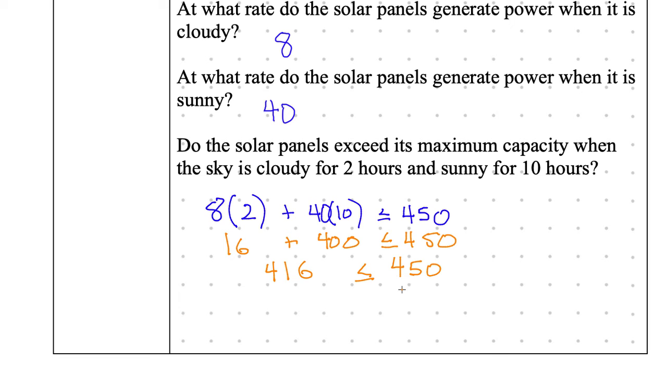So, because the equation is true that 416 is less than or equal to 450, no, the solar panels do not exceed its maximum capacity when it is cloudy for 2 hours and sunny for 10 hours. Perfect, thank you. I'll try to write down your answer as best as I can. They do not exceed its maximum capacity.